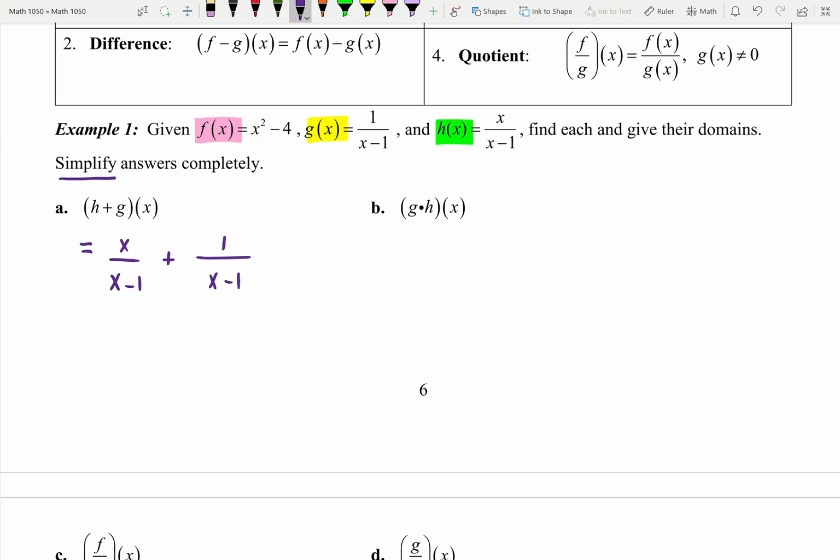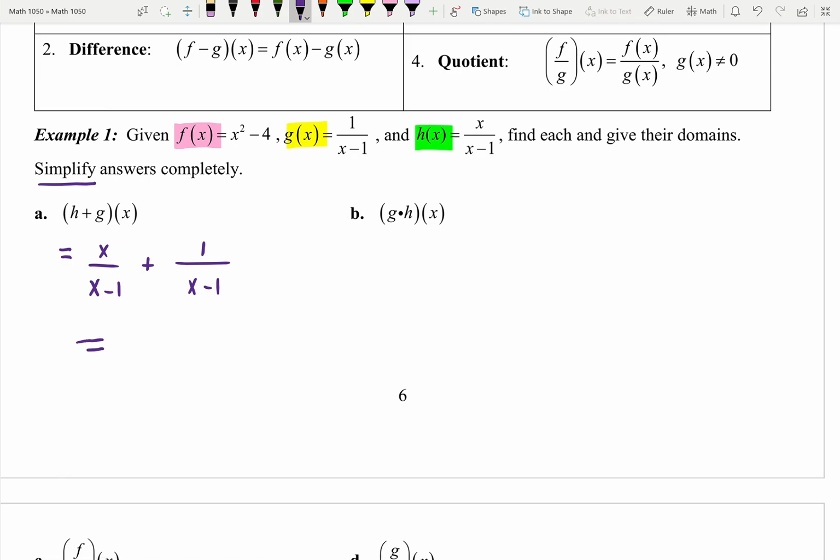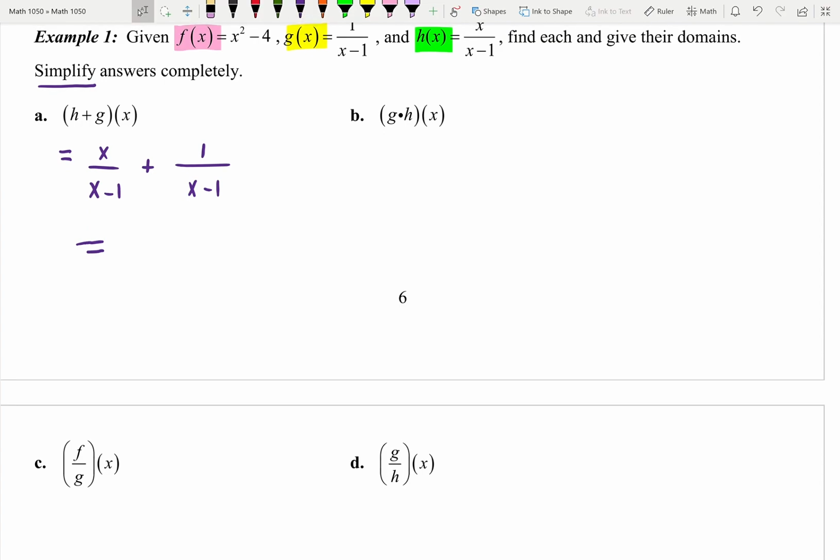Now, it does ask you to simplify, which means you have to actually add those together, but the awesome thing about this problem is, you guys know in order to add fractions, you have to have a common denominator, and I already do have a common denominator, so I just write that x minus 1 at the bottom, and then the top I just add, so it's just going to be x plus 1, and that's your answer, okay?